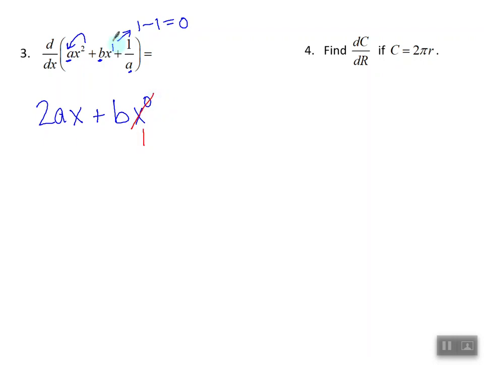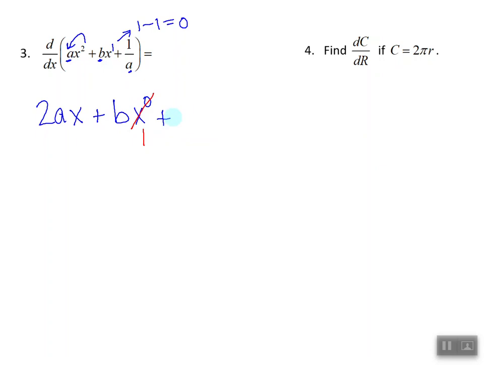So really, when I have x to the first, its derivative is just 1. I don't have to go through the subtract 1 to get 0 and think about what is x to the 0. An exponent of 2 brings down to an exponent of 1, and an exponent of 1 brings down to no x at all.